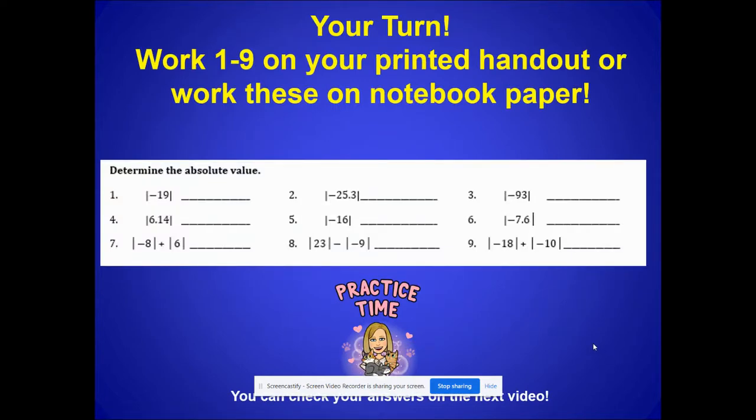I would like for you to work numbers 1 through 9 on your printed handout or work these on notebook paper. Once you have finished, you can go to the next video and we will check our answers on the next video.